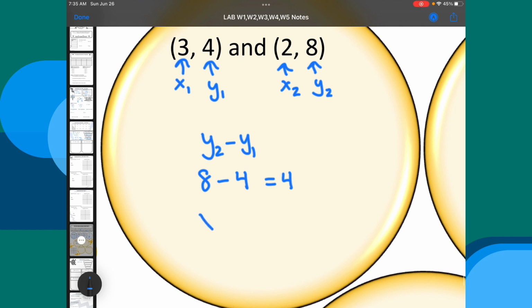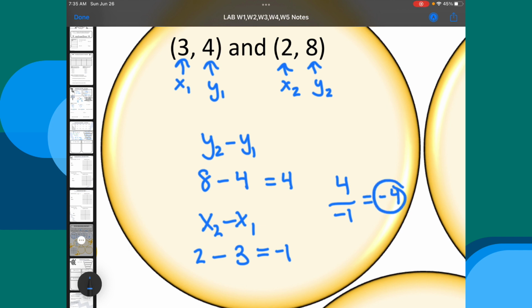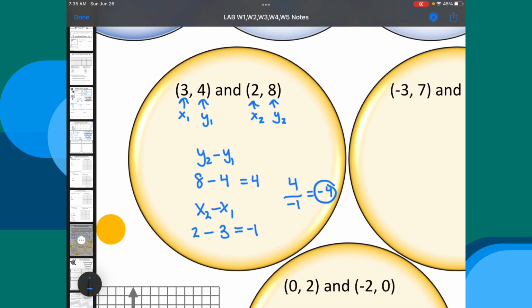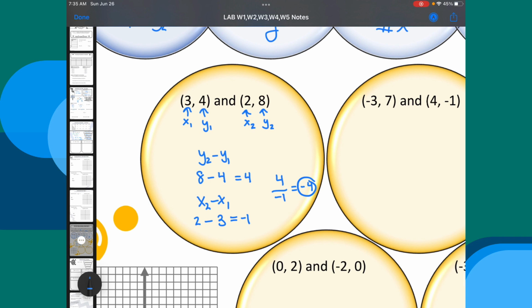We will also take x2 minus x1. So 2 take away 3, that gives us -1. We put the y value on top of the x value and simplify. So the pattern between these points would be down 4 over 1. And that's how you find the pattern between 2 points without graphing.